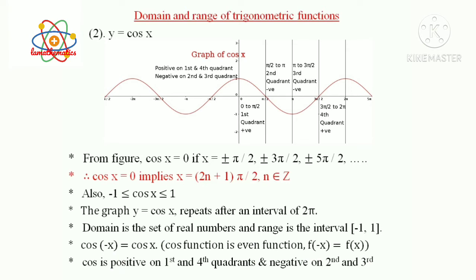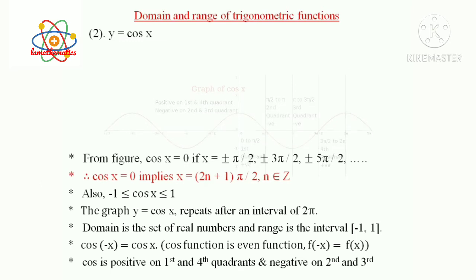Cos is positive on the first and fourth quadrants and negative on the second and third. From this figure, it is clear that on the first and fourth quadrants, the curve is above the x-axis, and on the second and third quadrants, the curve is below the x-axis.